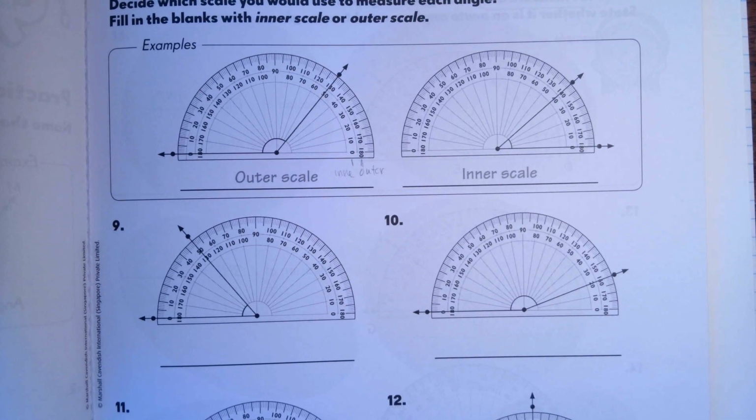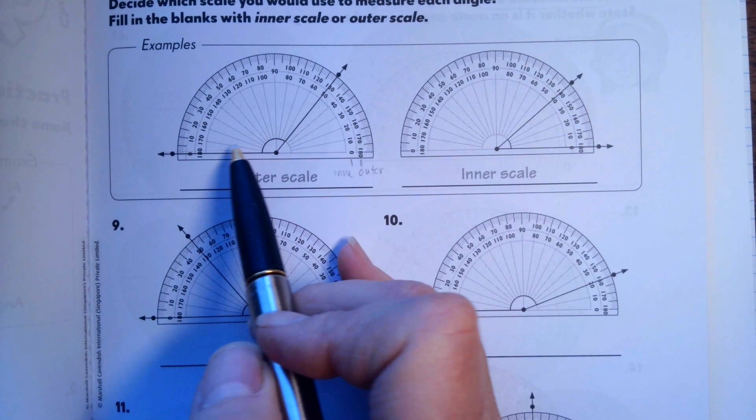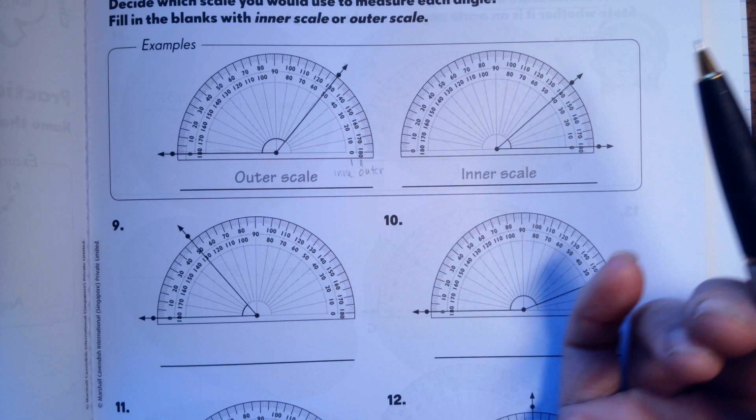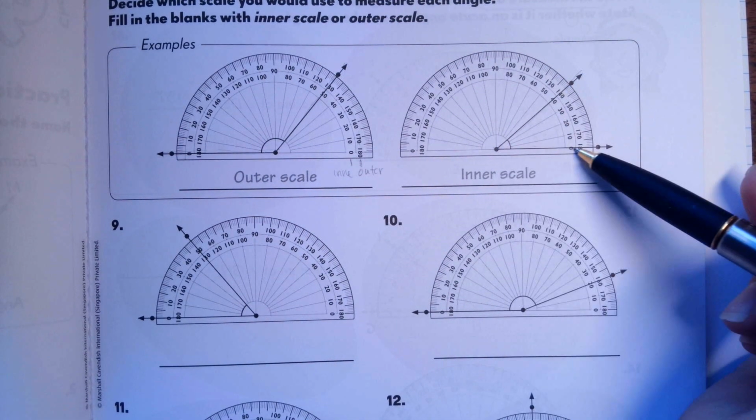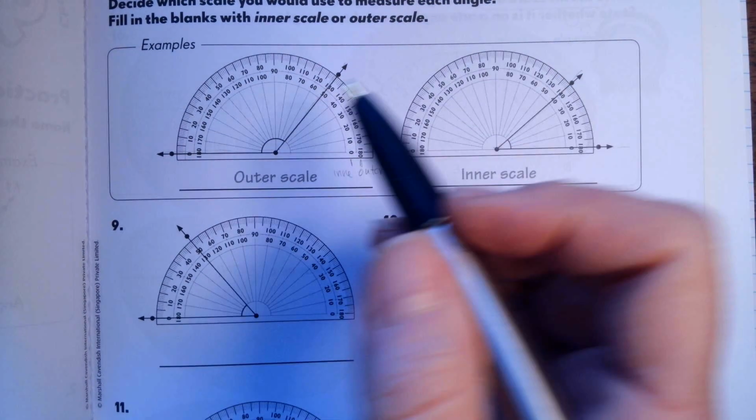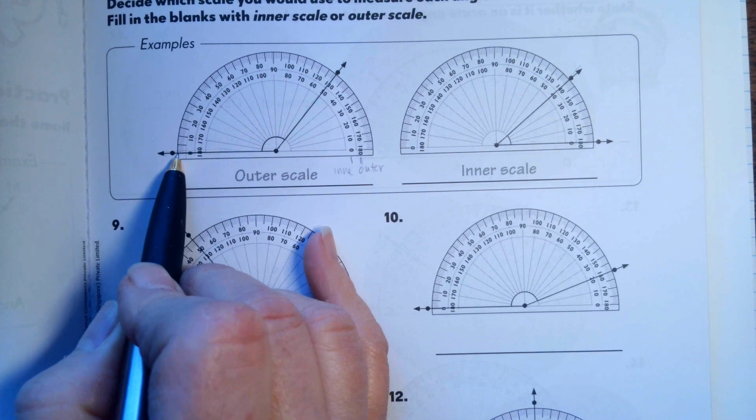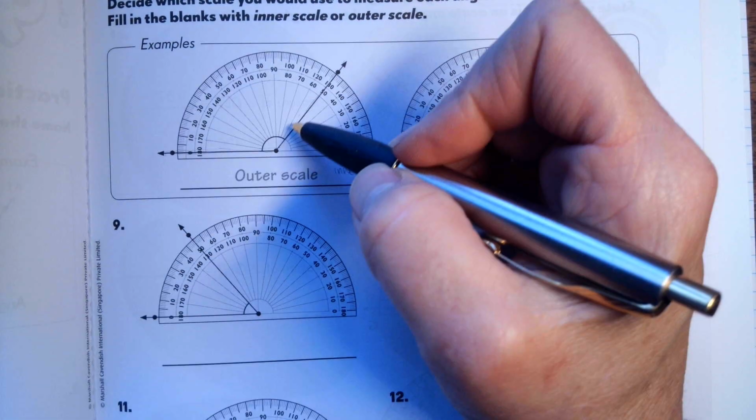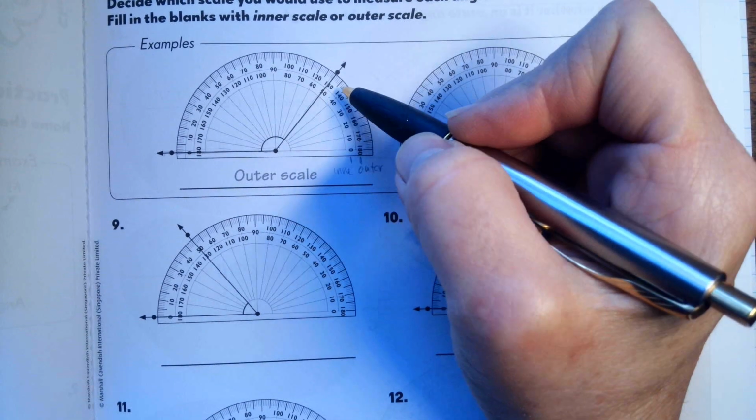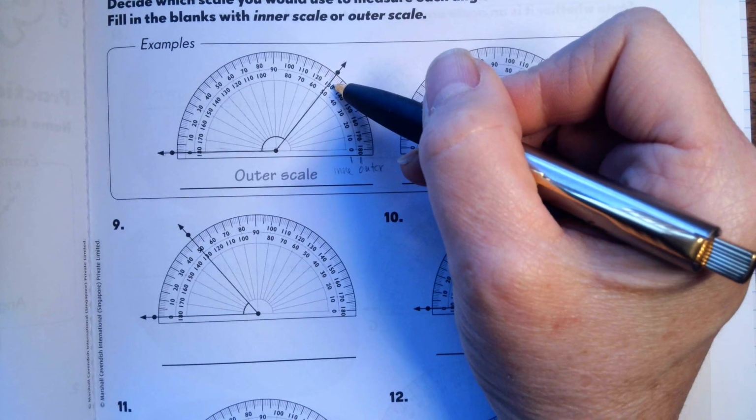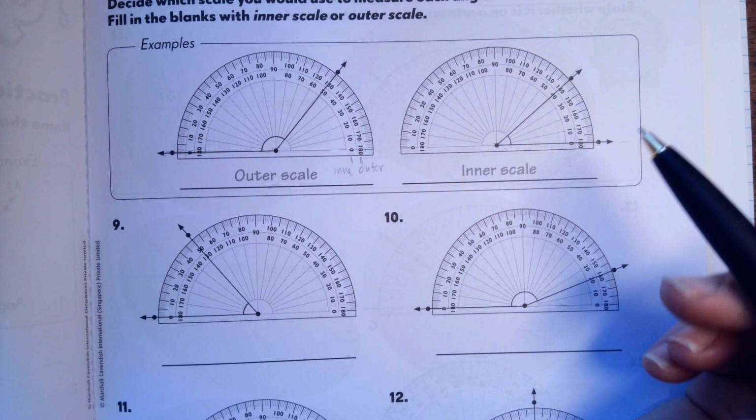The reason why they have that is sometimes you're going to be measuring from this side and sometimes you're going to be measuring from this side. So if you're measuring from this side, this is where your 0 starts. Can you see that there's a 0 right here? So it's not going to be 50 degrees. It's going to be 130 degrees. Does that make sense to you?